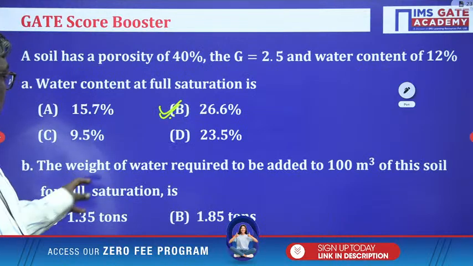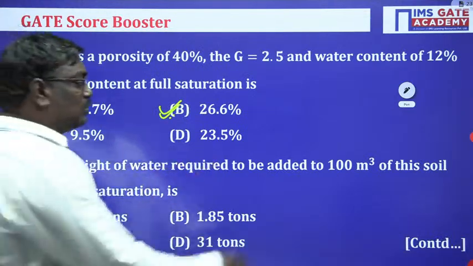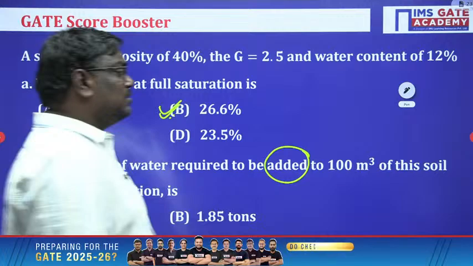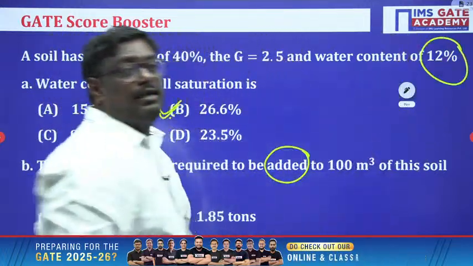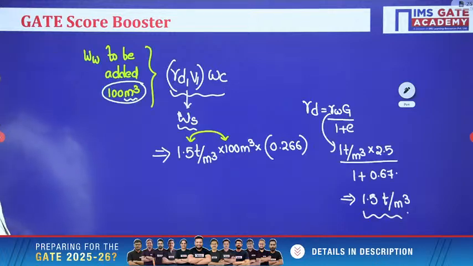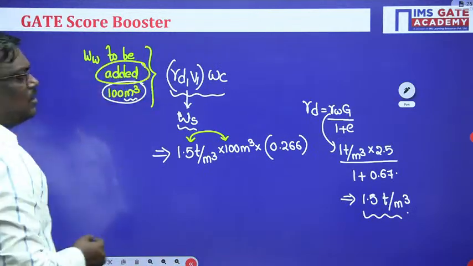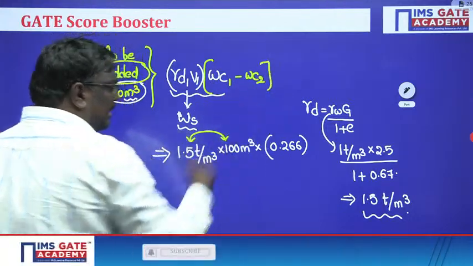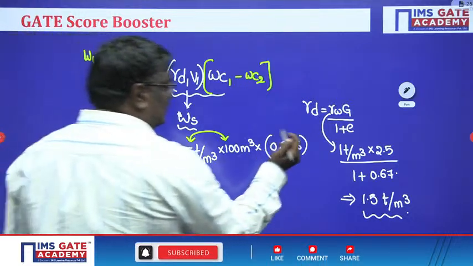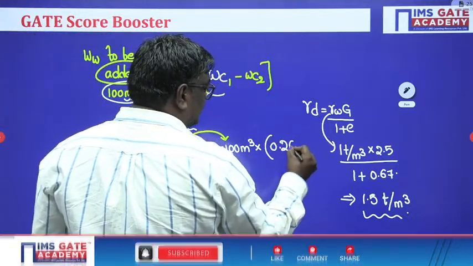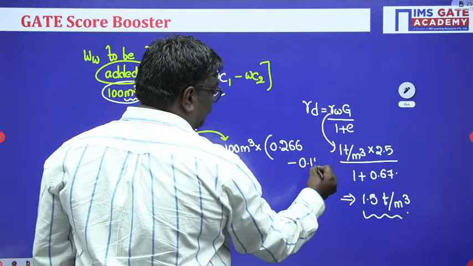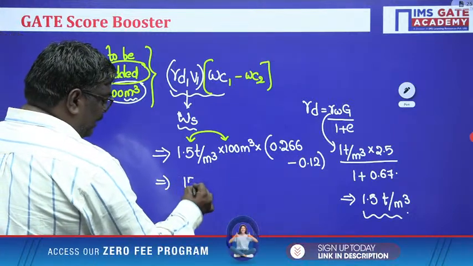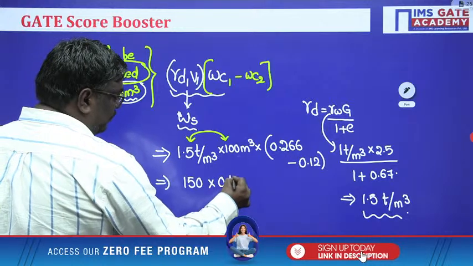Sir, one second. The weight of water required to be added. Here also they have given the term added. Initially they have given the water content as 12 percent. So here also they have asked added, the word added is there. So here also you should know, water content 1 minus water content 2. Agree, my dear students? So 0.266 minus 0.12. If you solve this, students, it will be around 150 into 0.146.